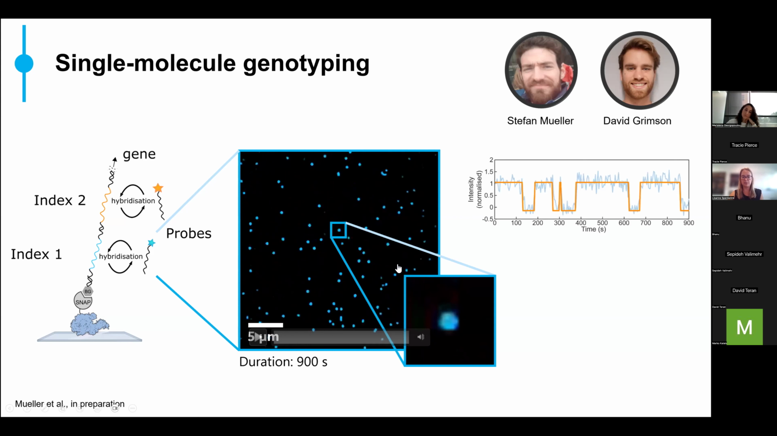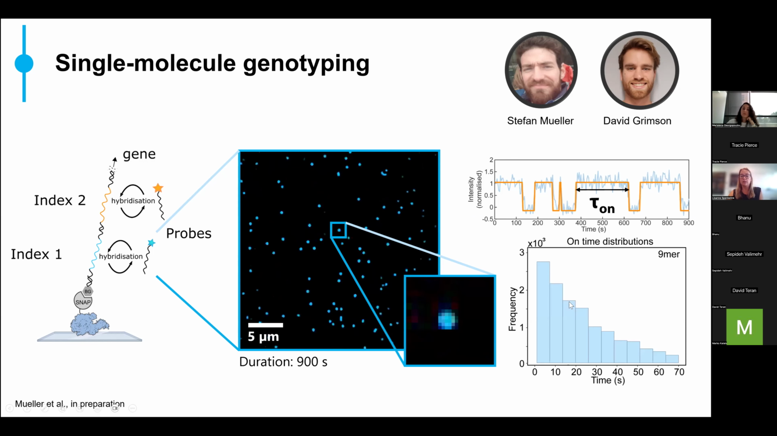So if we focus in on this one single molecule right here, you can see that this is what it looks like. You get this on and off binding. So you see a high signal when a probe is bound and a low signal when there's no probe bound. And we can measure the duration of this, the time where it remains bound, and that's our on time. And like I said, that very heavily depends on the length of the index. We can make distributions of that and then identify it as a 9-mer in this particular case.